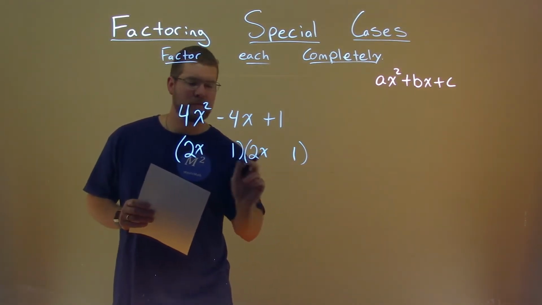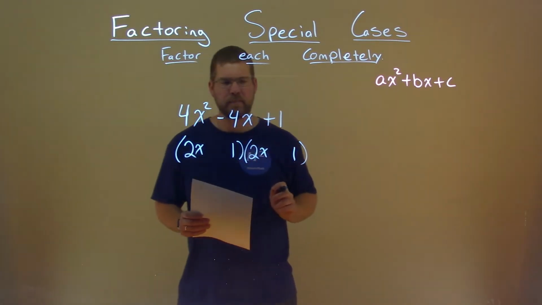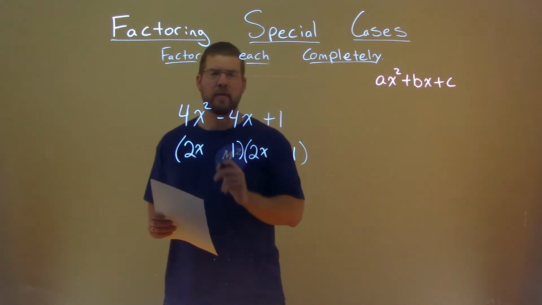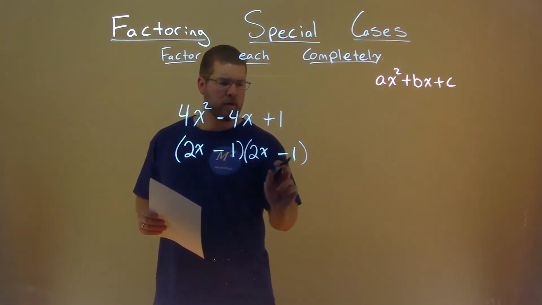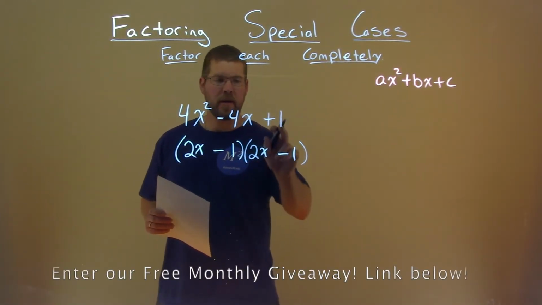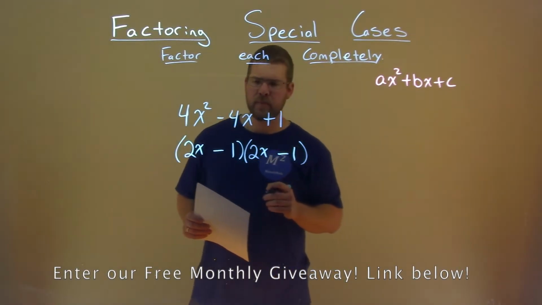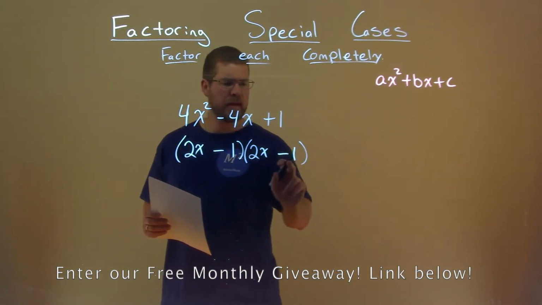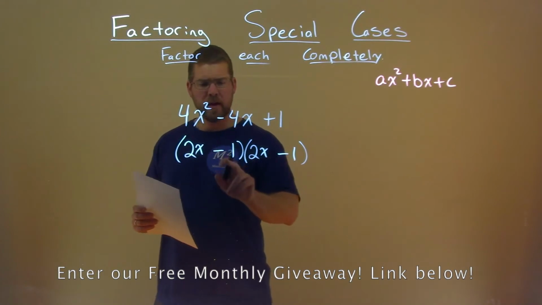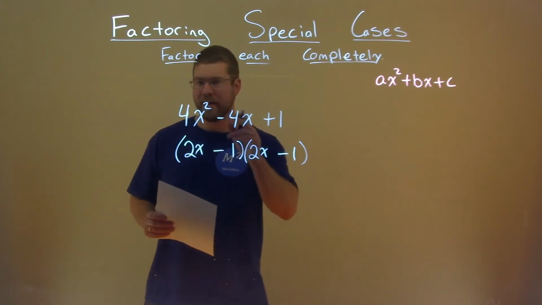2x times 2x gives me that 4x squared. But notice here we have a negative 4. Well, if I have a minus 1 and a minus 1, that also, when they're multiplied, gives me a positive 1, so we're still good. Now let's check the minus 4x. Well, 2x times a negative 1 is a negative 2x. Negative 1 times 2x is also a negative 2x.